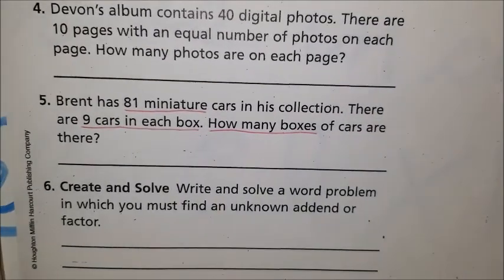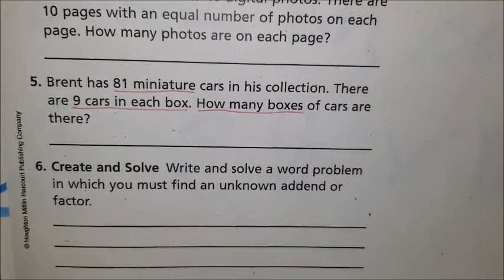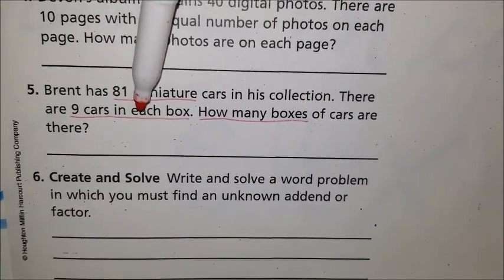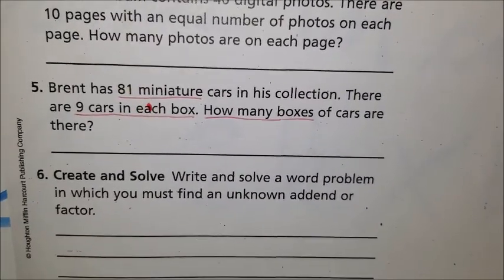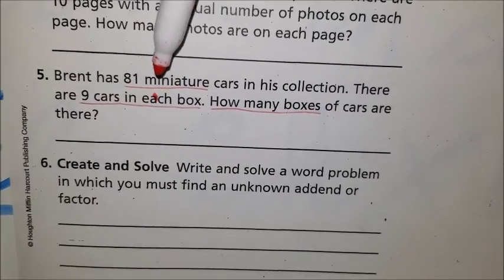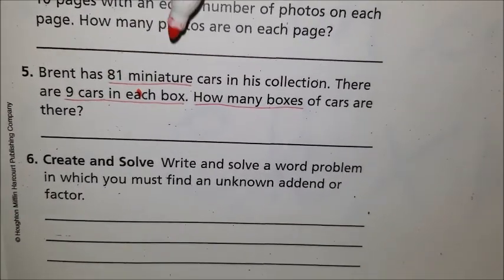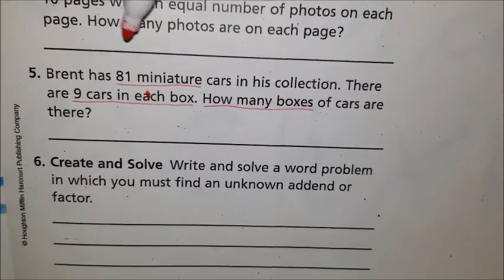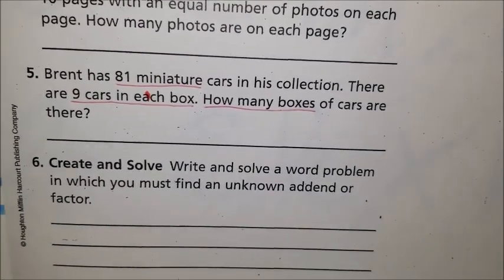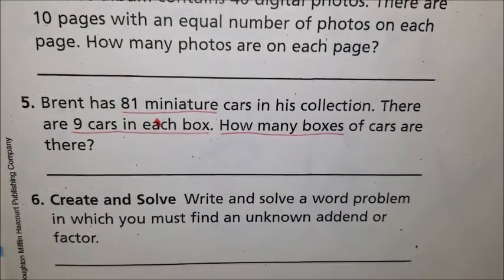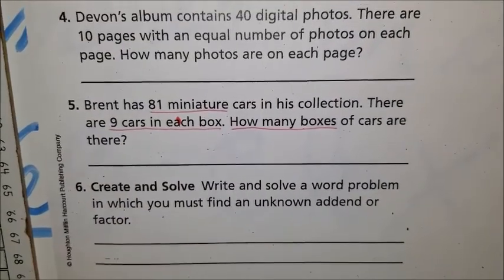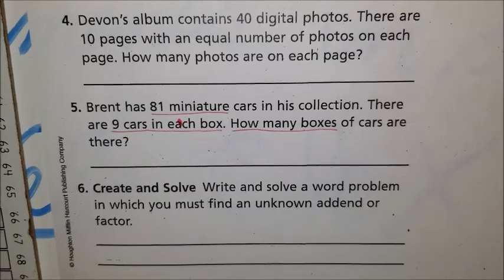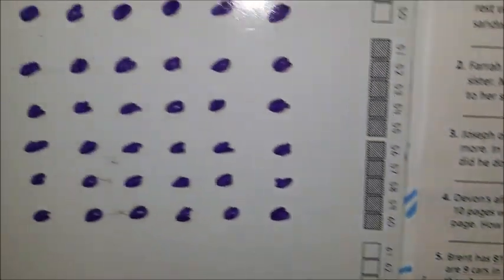There are 9 cars in each box. Hint word. Each box, well, that's super important. That tells us there's equal groups. And look, we have a group holder. It's the box. Boy, this sounds like it has to be multiplication or division. It's got to be. Well, if you're still not sure, draw a picture.